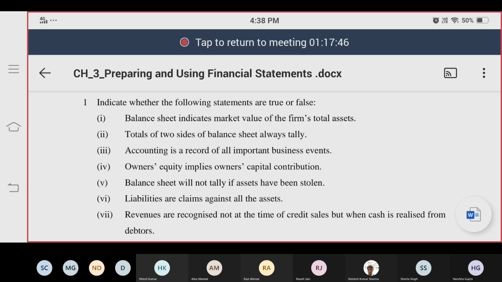Fifth one, balance sheet will not tally if assets have been stolen. हाँ, बताओ. Ma'am, Dinesh, बताओ. Yes, ma'am. Balance sheet will always tally. अच्छा, अगर assets चोरी हो गए तो क्या होगा? हाँ. तो मैम आई गेस असेट्स साइड से तो वो हट जाएगा, मतलब जितना भी एसेट्स चोरी हुए हैं, और आई गेस उसका कोई इक्वल इफेक्ट लायबिलिटी साइड में भी आना चाहिए.